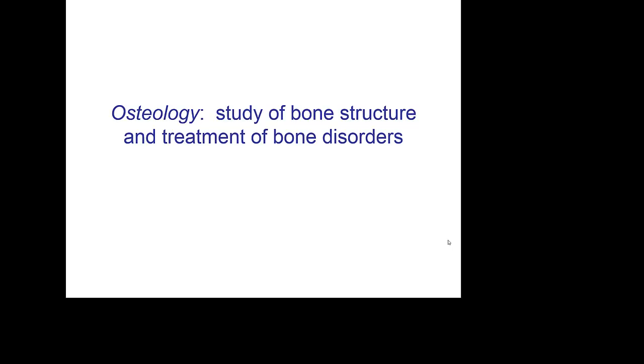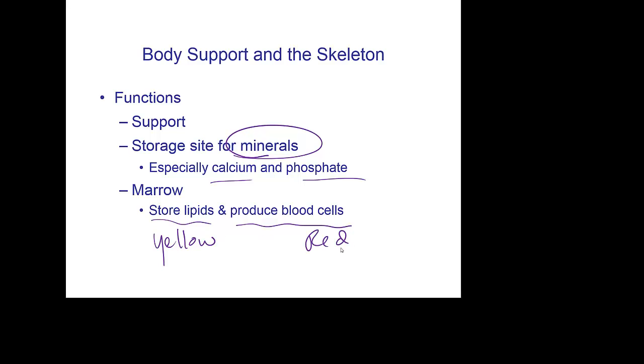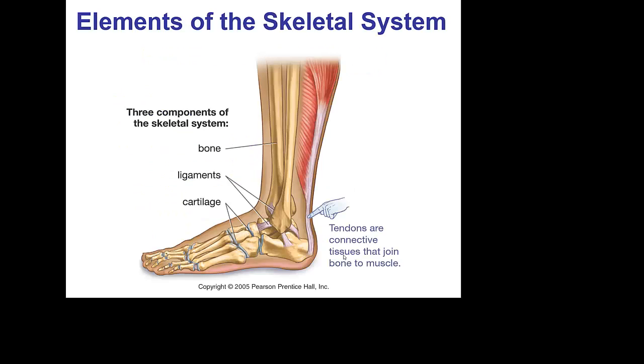Osteology is simply the study of bones and the bone support structures. So what we are looking for in your skeleton is structure and support. And the other thing that we often forget about is the mineral storage component of it, particularly calcium and phosphate. And then the marrow that's actually going to help us store lipids and make red blood cells. So we have yellow marrow that's going to be associated with lipids and red marrow that's going to be associated with the blood cells.